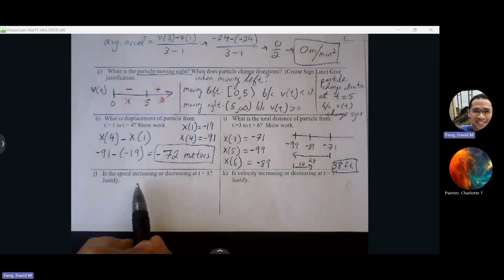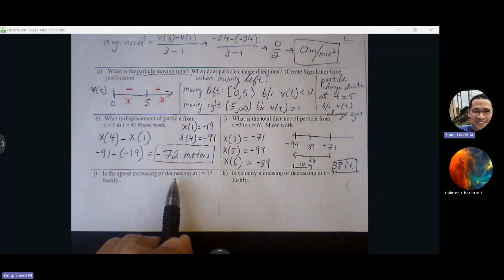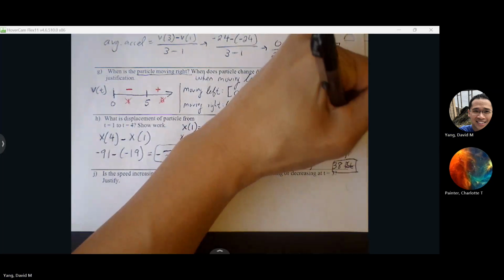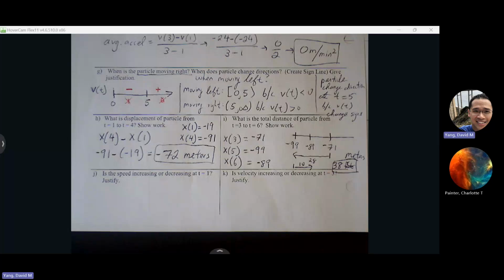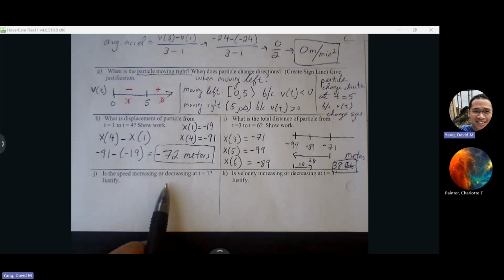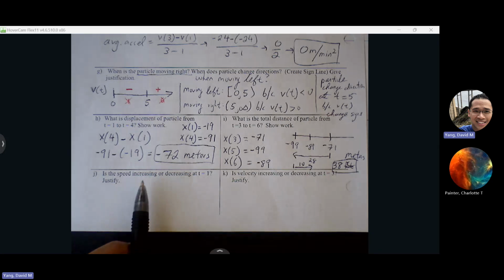Okay, what's our strategy for determining increasing or decreasing speed? Good. Compare signs of velocity and acceleration. Would it be feet or meters? Oh, sorry, you're right. I did not make that adjustment in my key. It should be meters. Good. So we have to compare signs between velocity and acceleration. If both velocity and acceleration show the same signs, then speed is increasing. But if one is positive and the other is negative, then speed is decreasing.